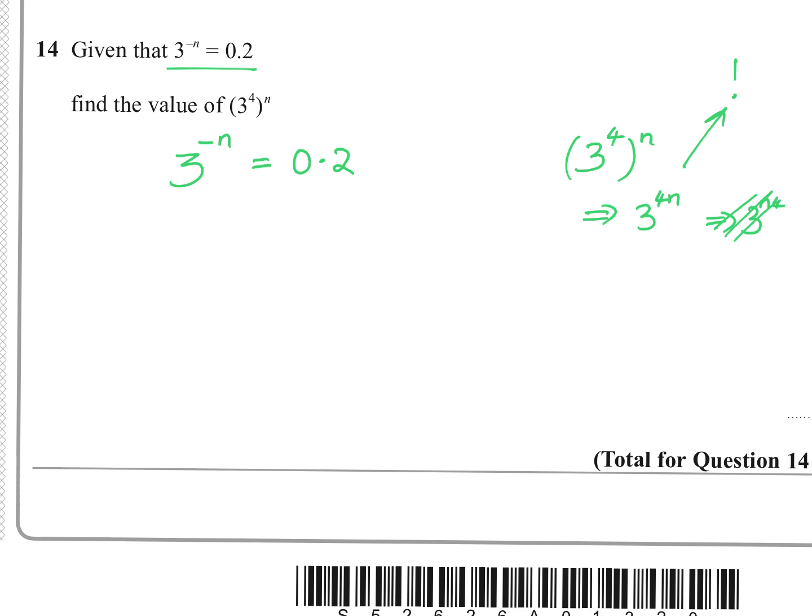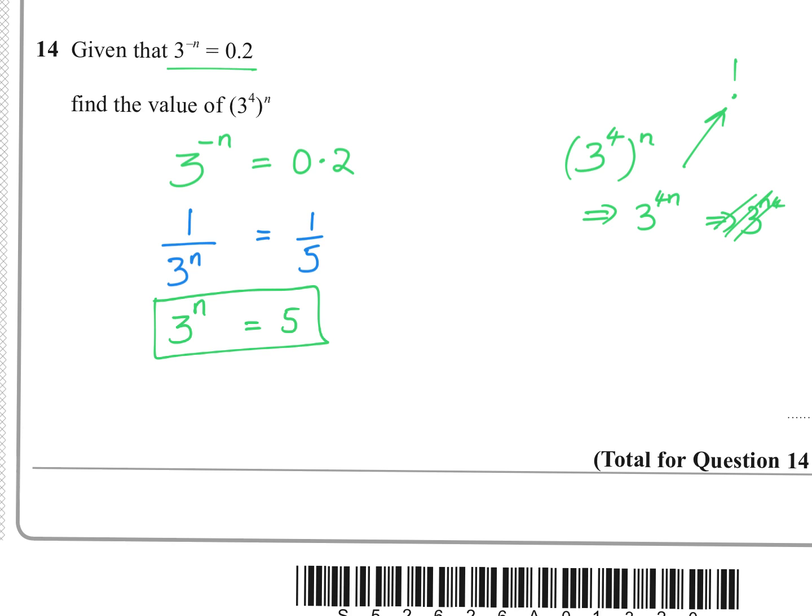So back to here, the first thing of interest is the negative sign here. So that would indicate a reciprocal, so we've got 1 over 3 to the power n, and I'm going to write the decimal 0.2 as a fraction. And that now helps me because my numerators match up, so my denominators here must be equivalent. So I'll have 3 to the power n equals 5.